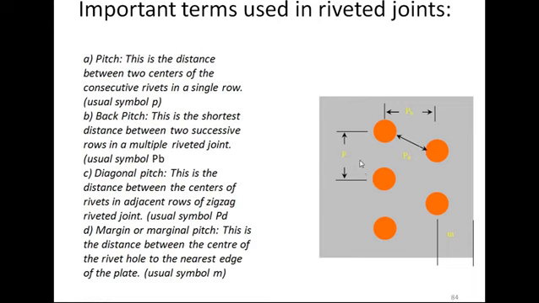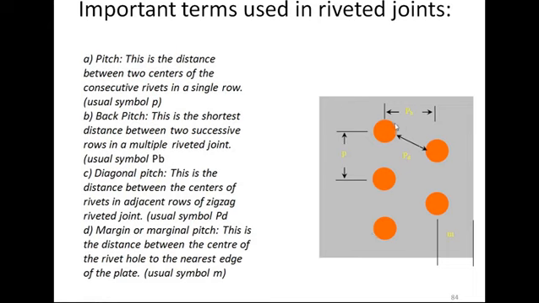This is P. P means the distance between the centers of two consecutive rivets in a single row. So in a single row, the distance between this rivet and this rivet is called P. Usual symbols, we denote it as P.